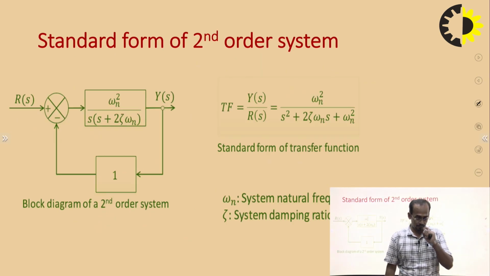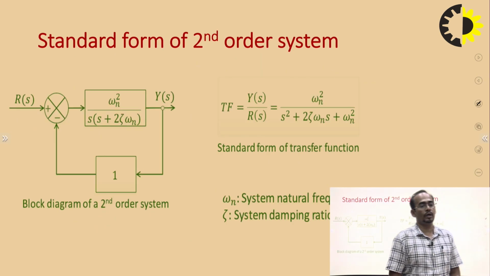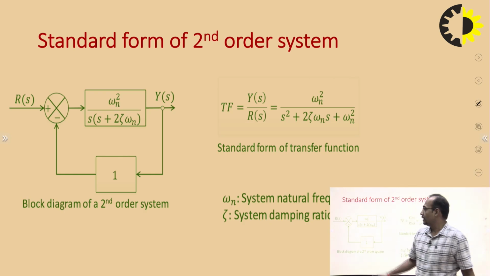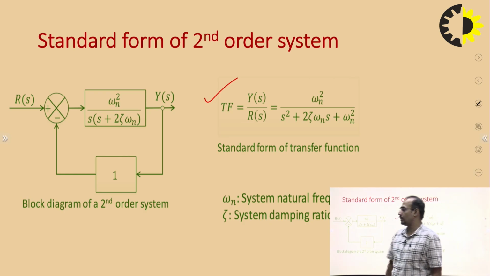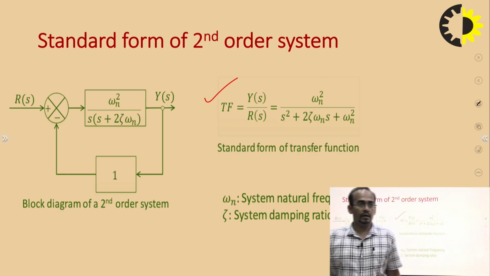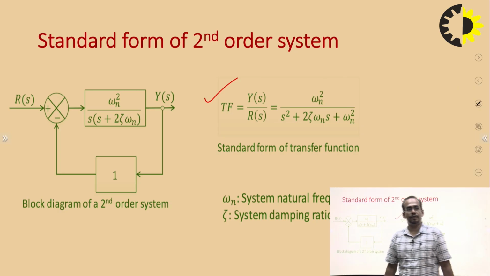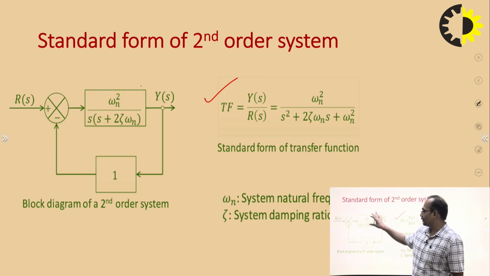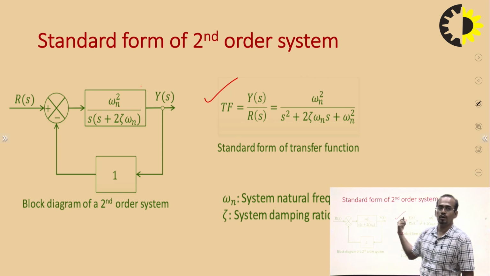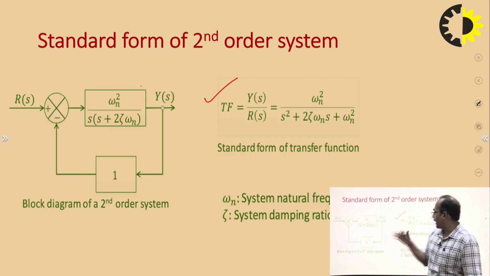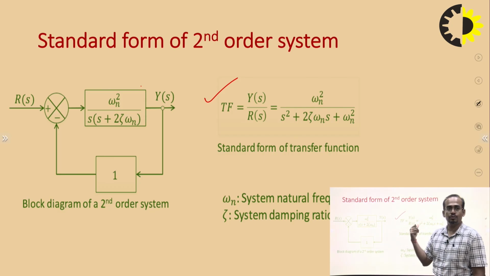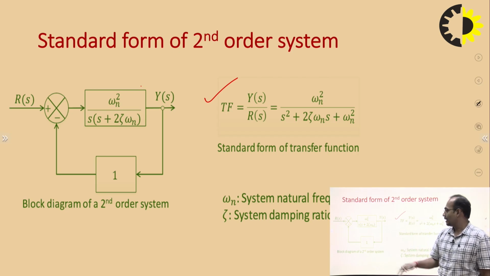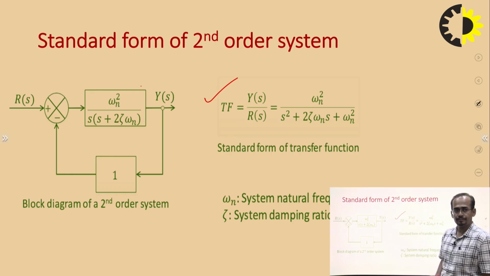Now coming to the standard form of the second order system. What is the standard form of the second order system? This is the standard transfer function for the second order system, for which the forward path gain is omega n square upon s(s plus 2 zeta omega n). By giving unity feedback to this system, I will get the standard form of the second order system. So what will you get? Y(s) by R(s) is equal to omega n square upon s square plus 2 zeta omega n s plus omega n square, where omega n is the system natural frequency and zeta is the system damping ratio.